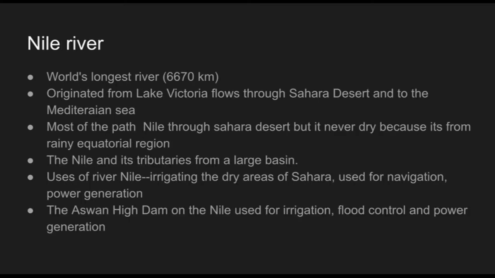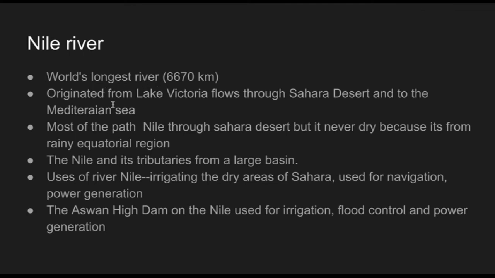And next we have to study about the Nile River, an important river of Africa. What is the importance of the Nile River? It is the world's longest river, and it is in Africa. How many kilometers is it? 6,670 kilometers. So which is the world's longest river? The Nile River, that is in Africa.